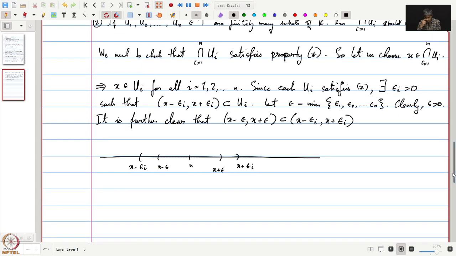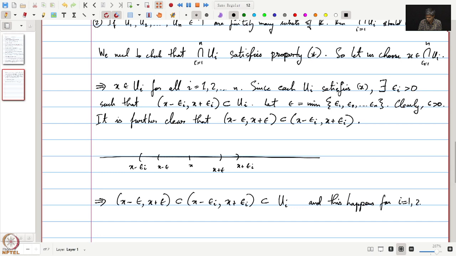Okay, so this implies that (x minus epsilon, x plus epsilon) is a subset of (x minus epsilon_i, x plus epsilon_i), which is contained in U_i. And this happens for all i. So in particular, this implies that this interval (x minus epsilon, x plus epsilon) is a subset of the intersection of the U_i's.